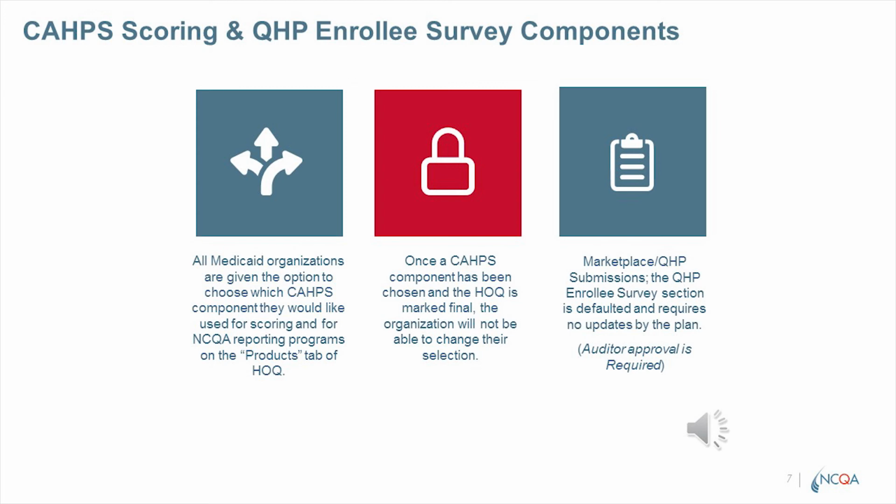For the marketplace QHP submissions, the QHP enrollee survey section is actually defaulted, so you don't have to make any selections or changes to that section. You do, however, have to get your auditor's approval, so you have to give them access to that submission. They have to do their approval before you can mark final.